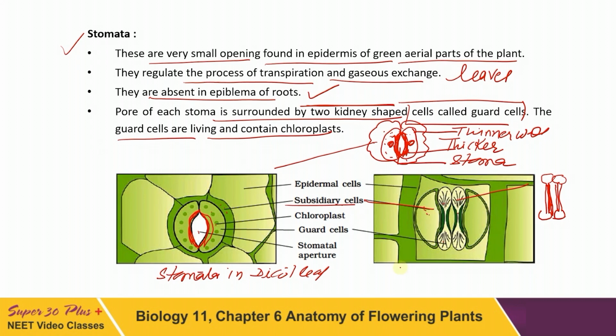So in the case of a dicot, the guard cells are kidney shaped, and here in the monocot they are dumbbell shaped. So that will be the stomata in the case of a monocot. Is it right? So that was about stomata. Come to the next now.